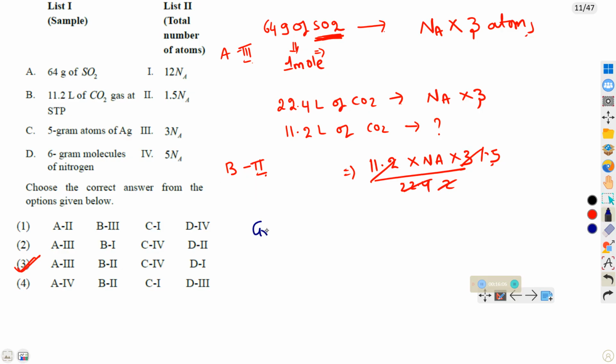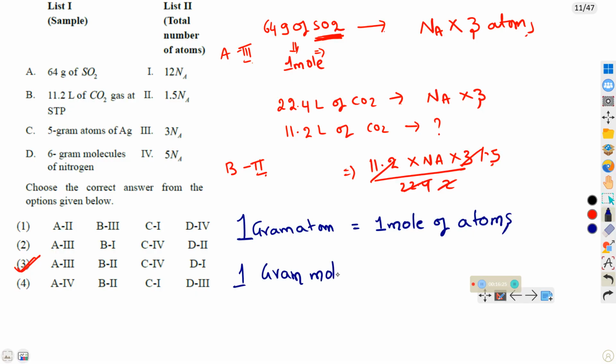Remember, here gram atom is given. Gram atom means 1 mole. 1 gram atom means 1 mole of atoms. 1 gram molecule is 1 mole of molecules. You can check the remaining 2.